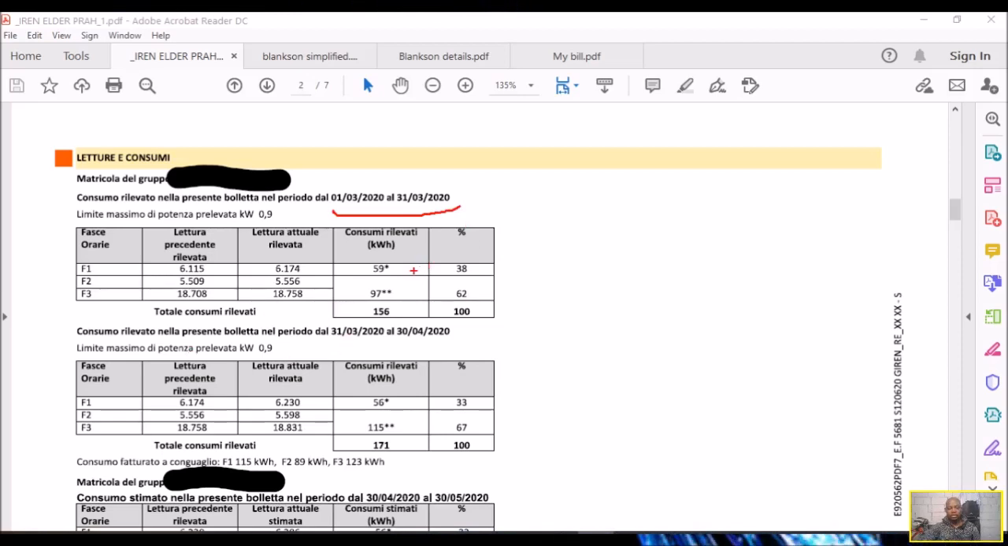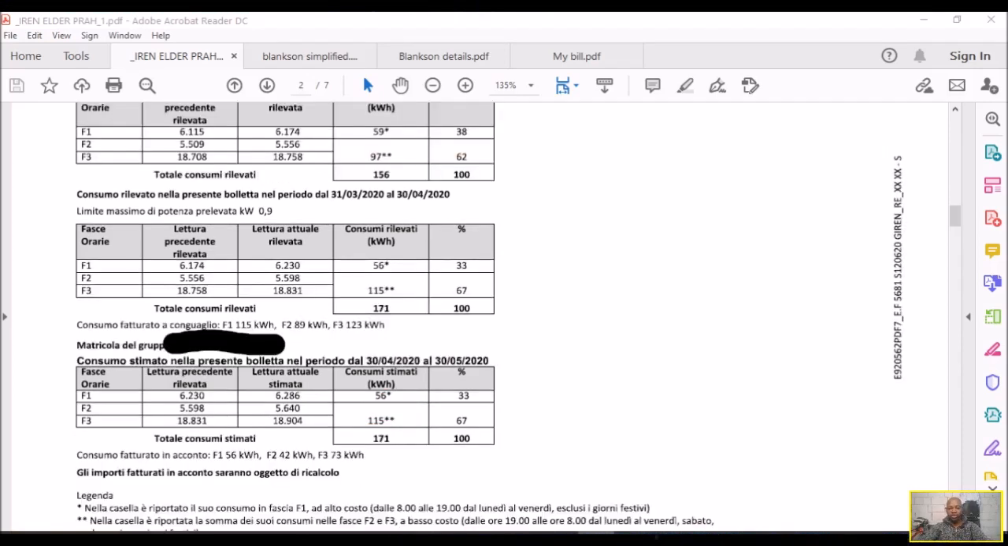F1 was consumed 59, F2 and F3 has a total consumption of 97, which gives you a total of 156 for this period. Then for this period, which is 31st March to 30th April, the same way F1 gives 56, F2 and F3 115, with a total of 171. Now here is where the strange thing I was talking about comes in.